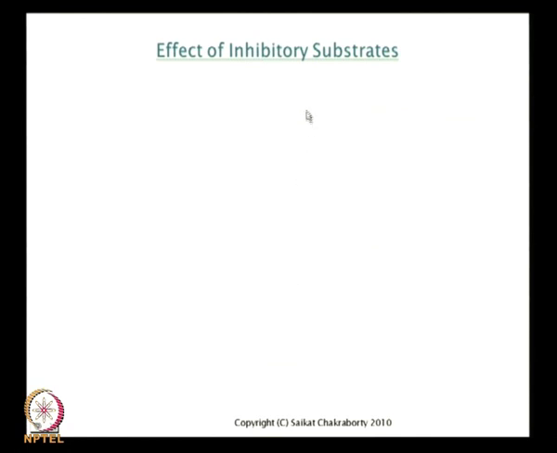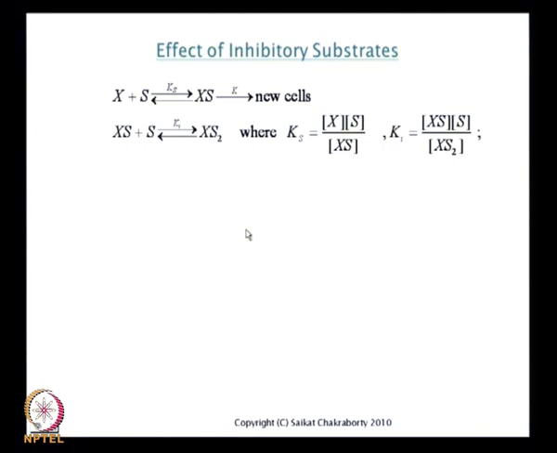So, the next thing we do is the effect of inhibition. Here, first we looked at the effect of multiple substrates, but the next thing that we do is the effect of inhibition. So, what if you have one single substrate, but instead of the substrate producing the cells, the substrate inhibits. This is exactly the same, if you remember, as substrate inhibition that we did for the case of enzyme kinetics, exactly the same. So, the kinetics is also the same.